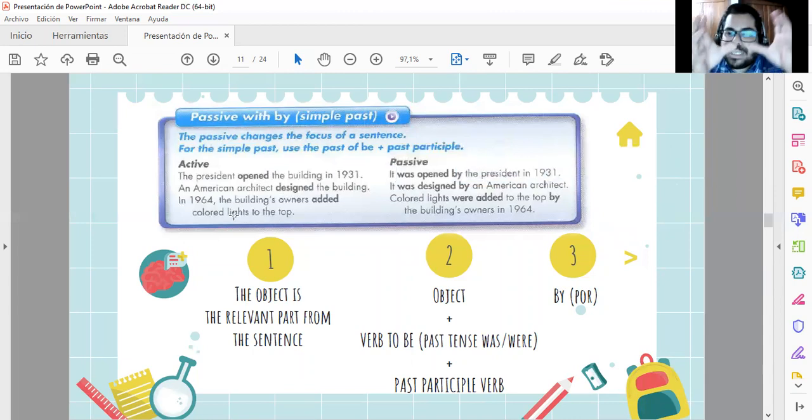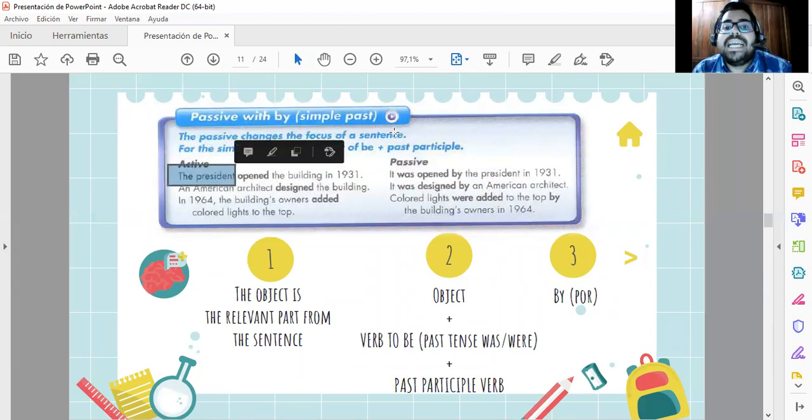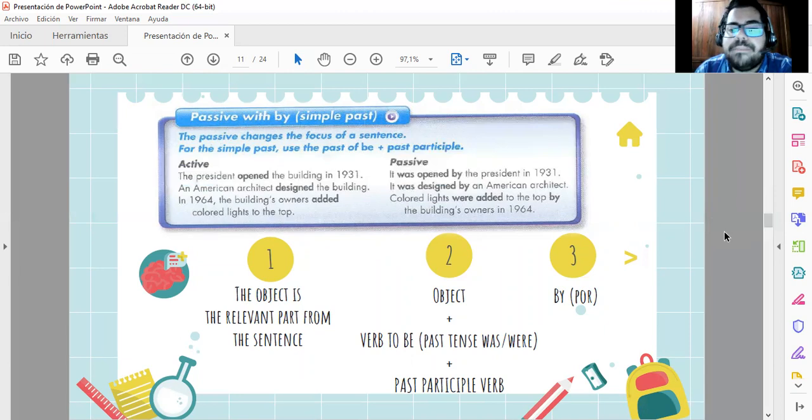Do you see how the focus of the sentence changes? Because we change the perspective or the focus of the sentence. In the active voice, we care about the doer, the one performing the action, and in the passive, we care about the object. All right, the receiver. I think that's clear, right?